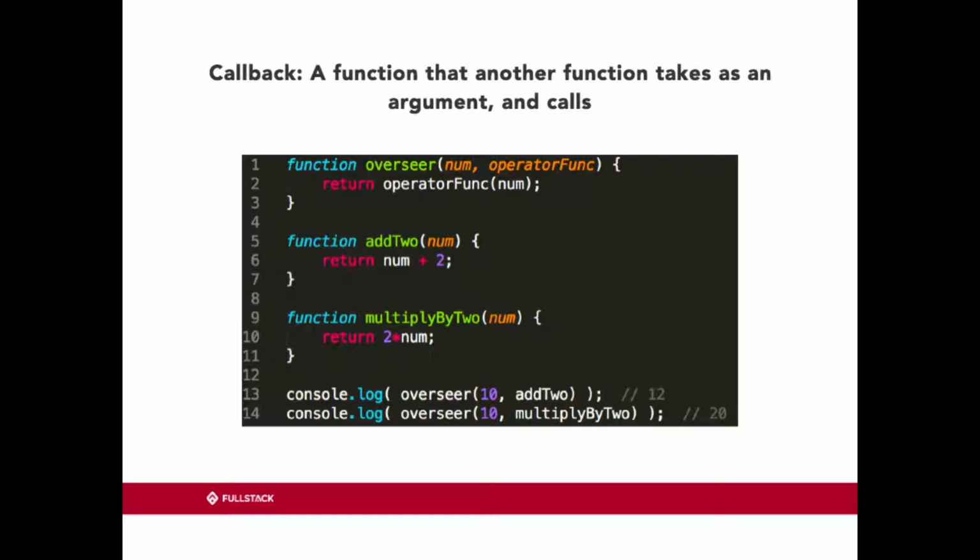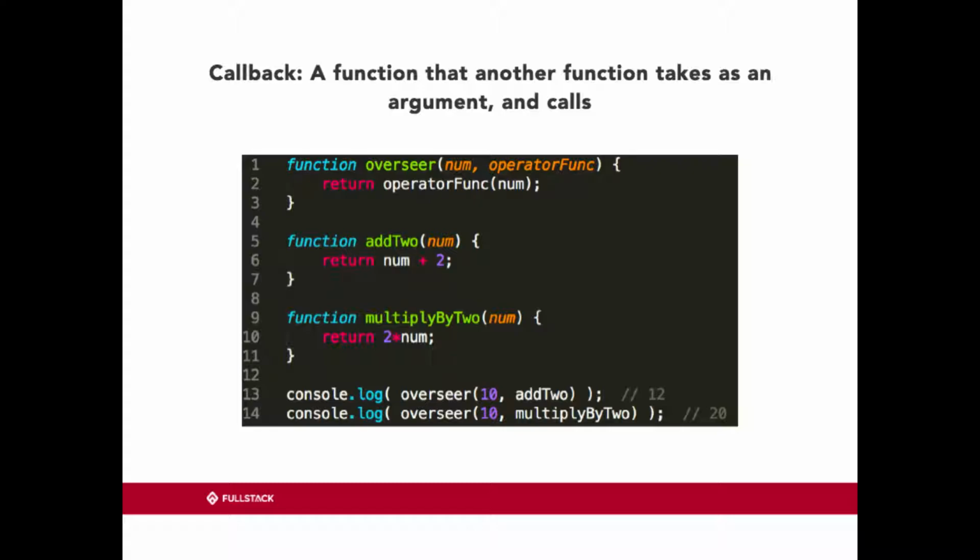But the one thing we do know is that whatever this number is, that's going to be the first argument to this operator func. So what does that tell us? It tells us that we can pass whatever function we want in, but this function that we pass in has to be able to take a number as a parameter, right? And so on line 13, the order in which things are happening is I'm saying, hey, overseer, here's a 10 and here's a function. And overseer says, great, I got your number, I got your function. Now I'm going to execute the operator function by passing in a number as the first input.